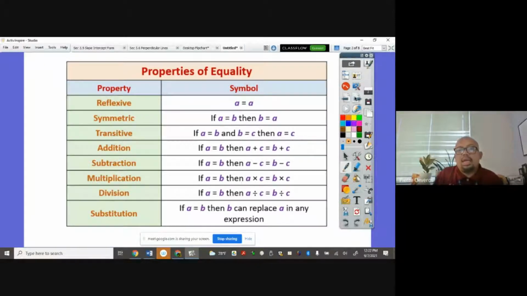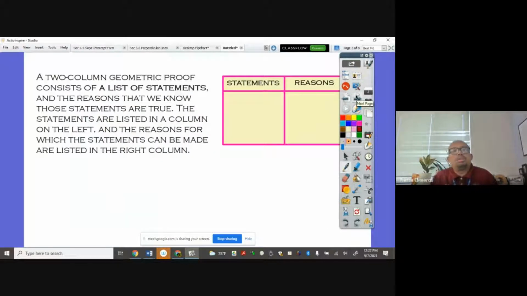Okay. And what is two-column proof? Two-column proof is a geometric proof that consists of a list of statements and the reasons that we know those statements are true. The statements are listed in the column on the left, and on the right side are your reasons for which the statements can be made.